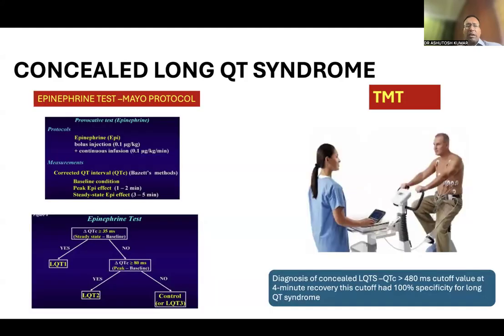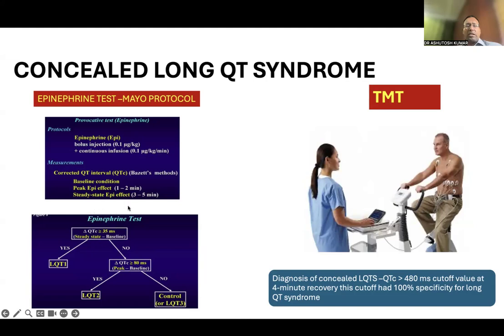In this, the epinephrine test, the Mayo protocol, we give epinephrine at 0.5 microgram per kg as a bolus, and then continuous 0.1 microgram per kg per minute. What is happening with the QTC over time will give the diagnosis. If the QTC is prolonging at the steady state by more than 35, it is a long QT1. If it is not, then we have to see what is happening at the peak. If it is increasing by more than 80 milliseconds, yes, it is a long QT, and if it is not, then it is a control or long QT3. So the epinephrine provocative test is one of the ways to establish the diagnosis.